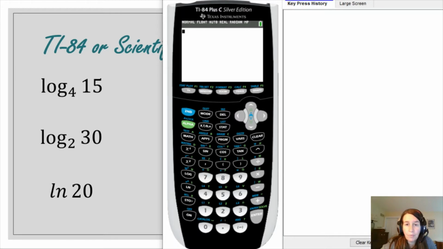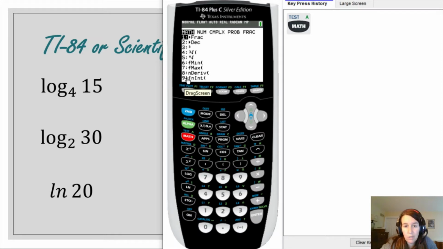TI-84, I have the TI-84 Plus C. That means it's the color edition. And if you have this one, then you have a special option to enter logs. And I'll show you that first. So in the math button, if you hit math, if you go all the way down to the letter A, notice that the menu has 1, 2, 3, 4, 5, 6, 7, 8, 9, and there's an arrow. That means there's more things.